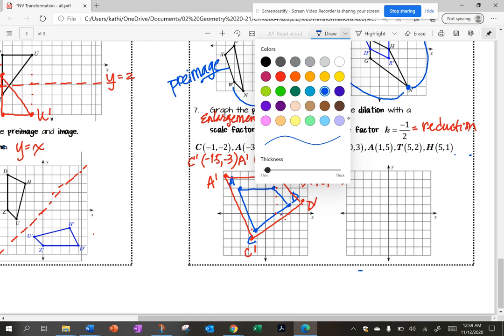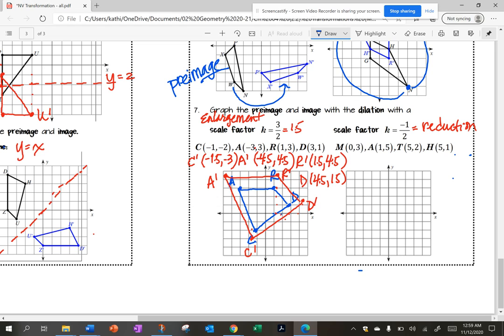Okay, so I'm going to start by plotting the pre-image. So M is at 0, 3. A is at 1, 5. T is at 5, 2. And H is at 5, 1. There we go.